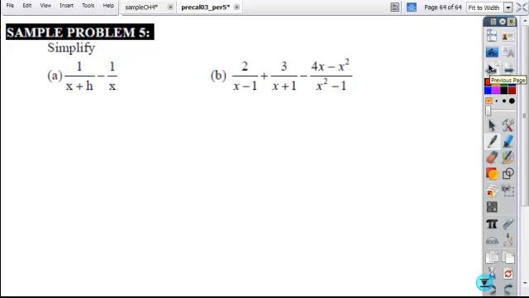Okay, so let's talk through the steps for adding and subtracting fractions using these two. All right, step one is to factor completely.